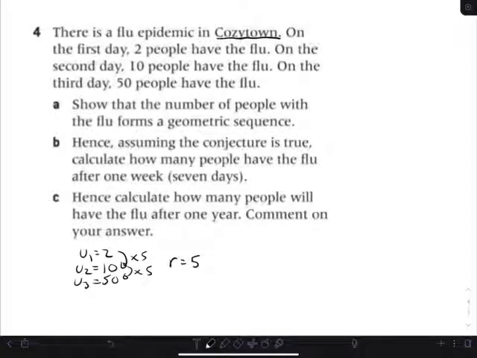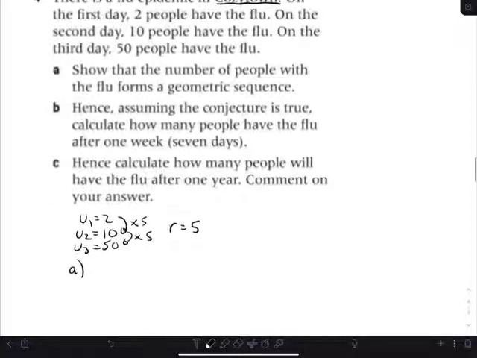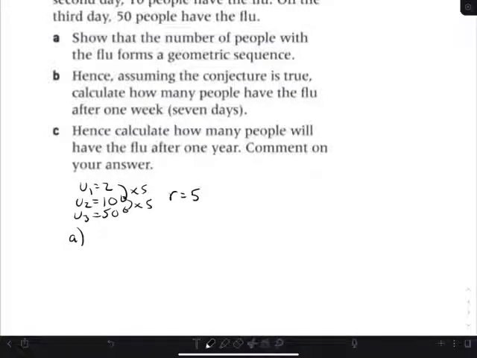Okay? So for A, show that it's geometric. The way you show these things is you have to show that this is a constant multiplier. So I suppose what I wrote above my A here is sufficient, but if you want to make it look slick and fancy, you could say something like this, that you divide all those consecutive terms and you always get the same answer, 5. Then you put a nice sentence there, which I'm not doing.